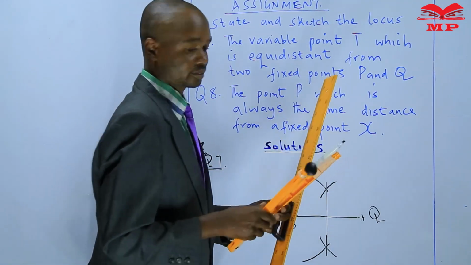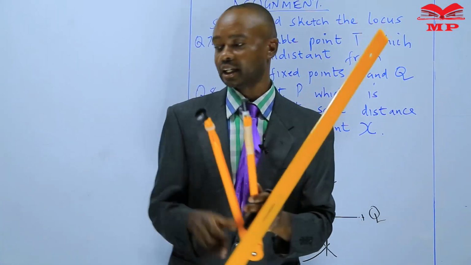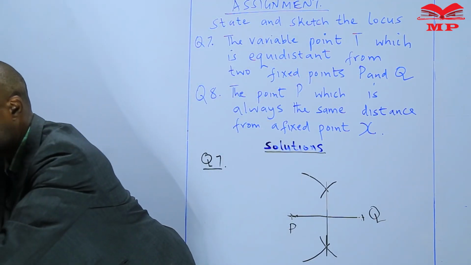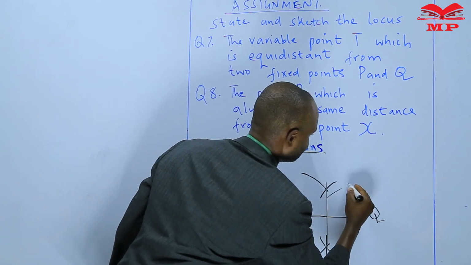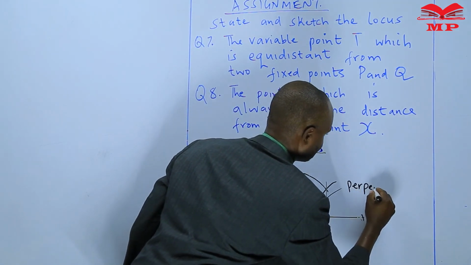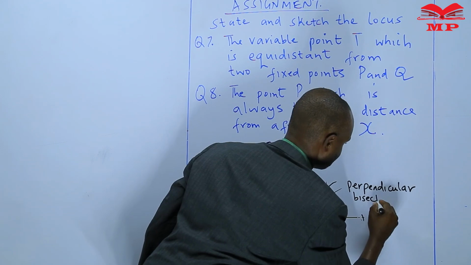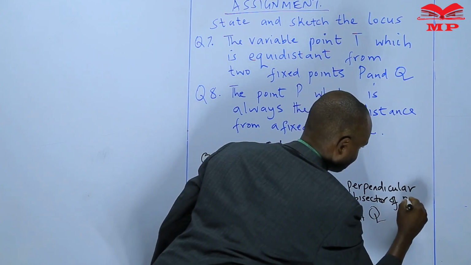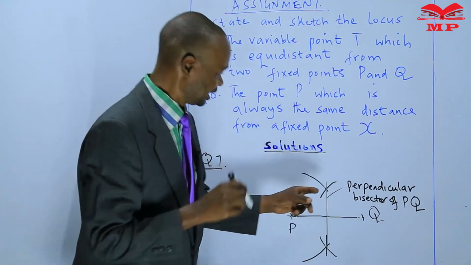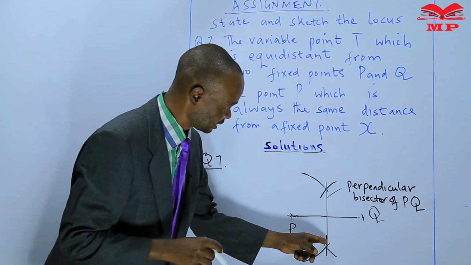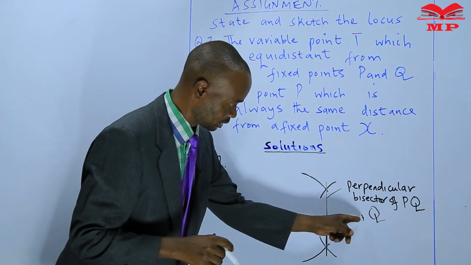The line I've drawn is actually the perpendicular bisector of PQ. So any point on that line, whether it is here, if you measure the distance from P to that point T, it will be the same as from that point T to Q.